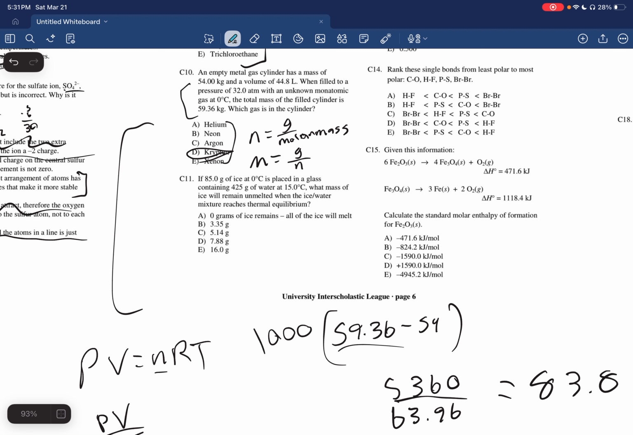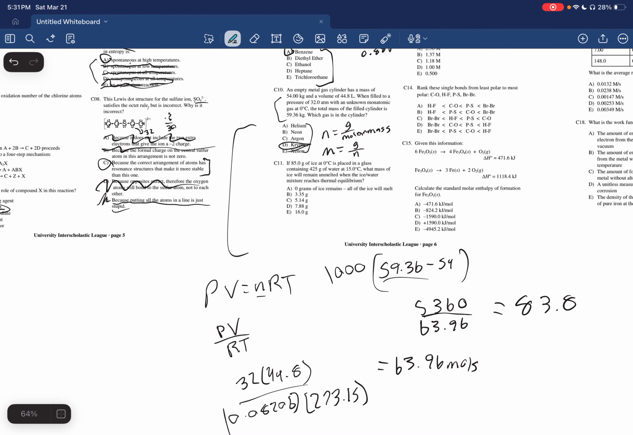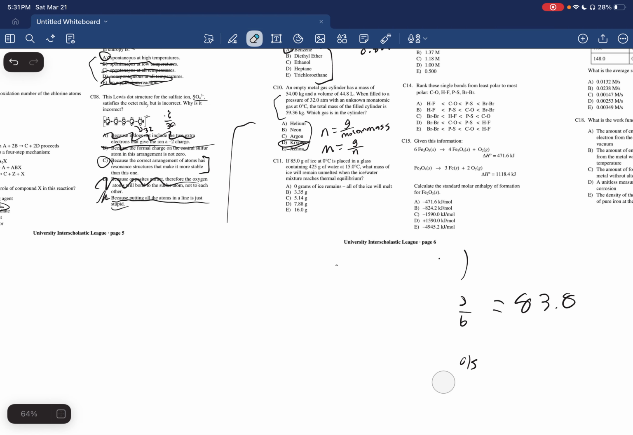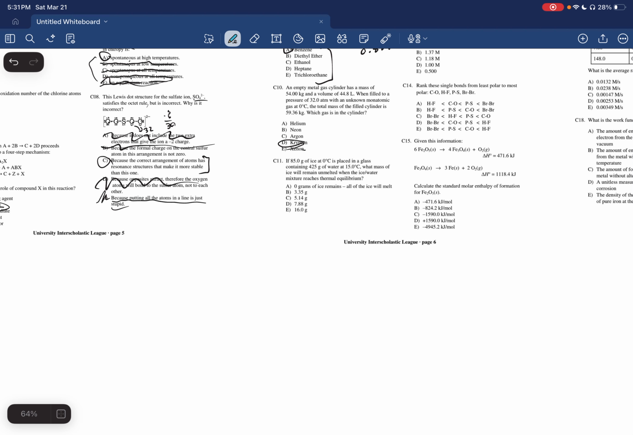if 85 grams of ice at 0 degrees is placed in a glass containing 425 grams of water at 15 degrees Celsius, what mass of ice will remain unmelted when the ice/water mixture reaches thermal equilibrium? So to start, we're gonna find the heat released when the warm water cools from 15 degrees to 0 degrees.